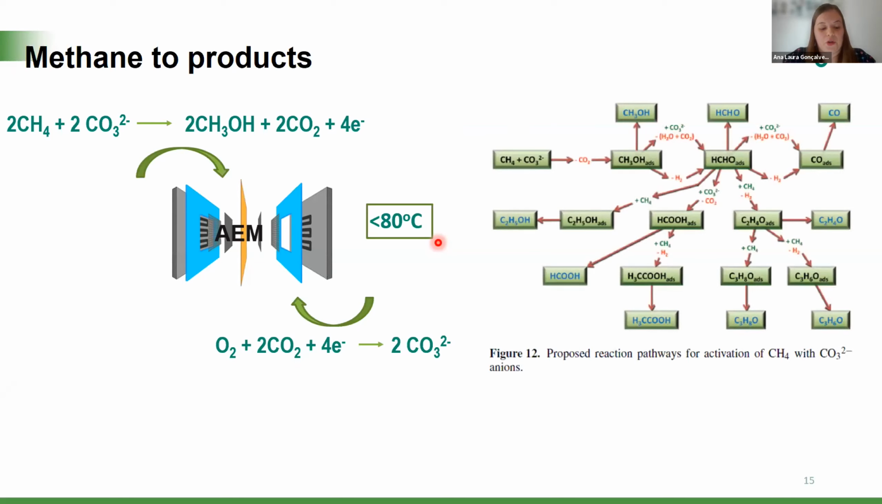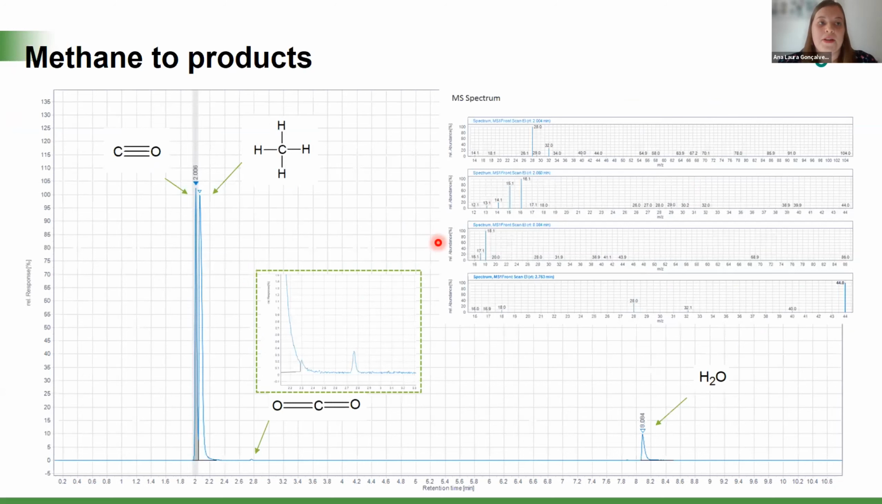As you know, now you can see here that there are many products that can be generated from the reaction. So we're not going to have only methanol, and this is going to depend mostly on the catalyst and the selectivity of the reaction. So here is a very preliminary result that we obtained.